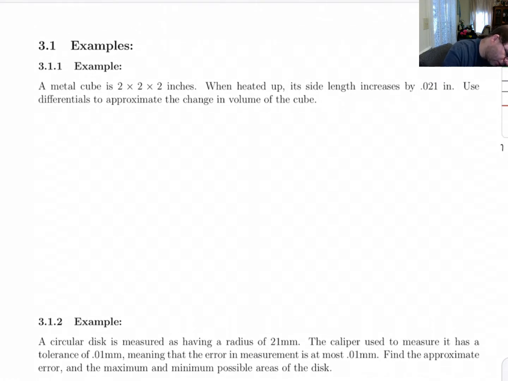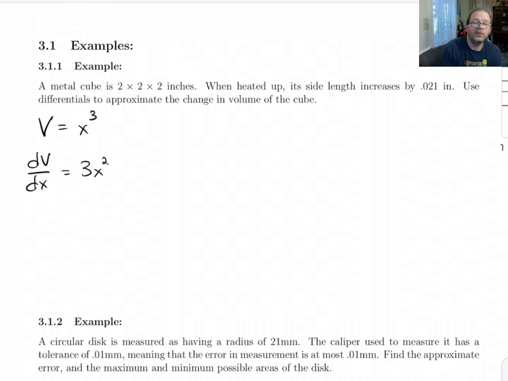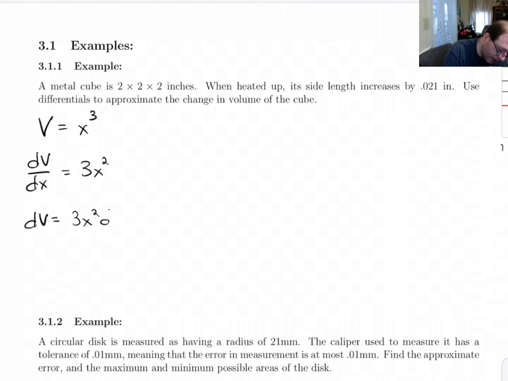We know the formula for volume of a cube is x cubed. If we take the derivative of v with respect to x, you get 3x squared. And then if we multiply both sides by dx, then we get dv is 3x squared dx. So now I just need to plug in the values.